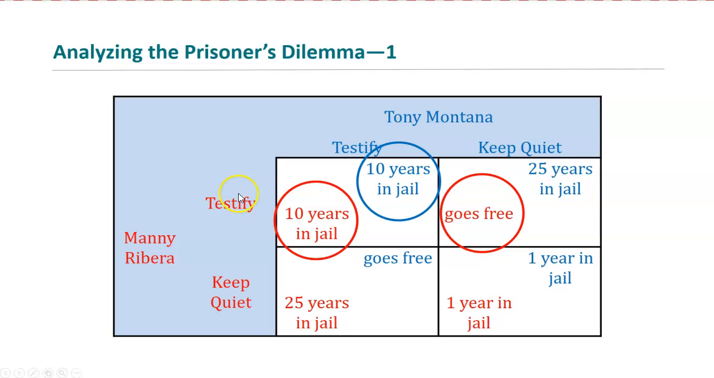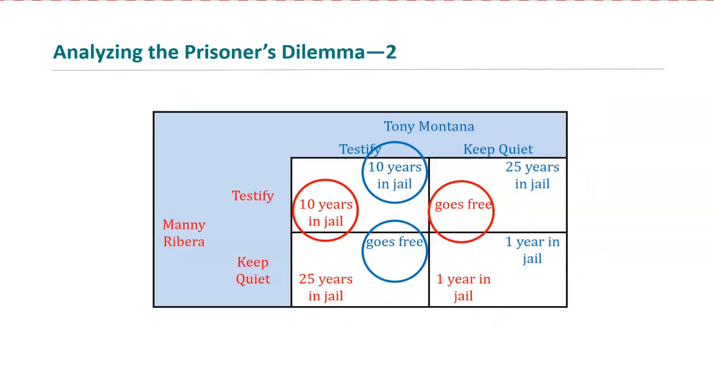But I don't know that Manny's going to testify. What if he keeps quiet? If Manny keeps quiet, we're in this row, and my options as Tony are either to go free or to spend a year in jail. And going free is much better than a year in jail. And so for Tony, just like for Manny, we have a dominant strategy. I don't know what Manny's going to do, but regardless of what he does, at the end of the day, the best response for me is to testify, right?